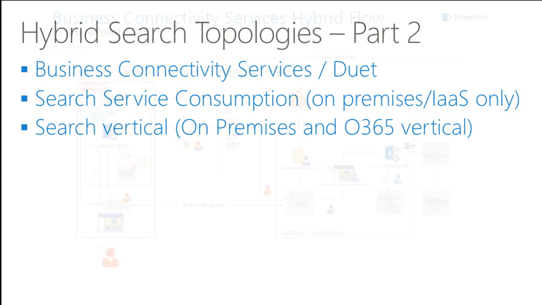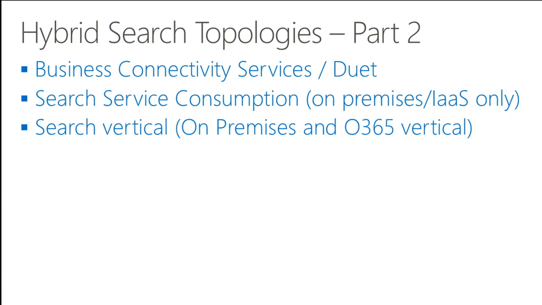I'm sorry, and then search vertical. So we are going to demo, Brent will demo here in a couple of minutes, our internal solution. What we're currently using in our internal Microsoft Search is more of a search vertical approach, where we have a separate tab for Office 365 versus intranet. So it looks like the same Search Center, but we'll get into that when we get to that demo.